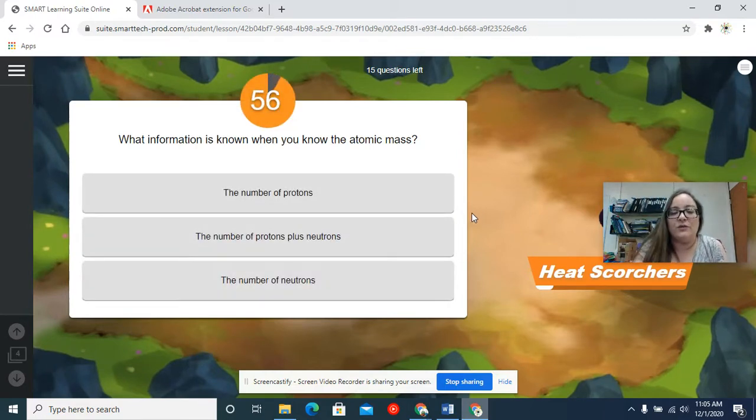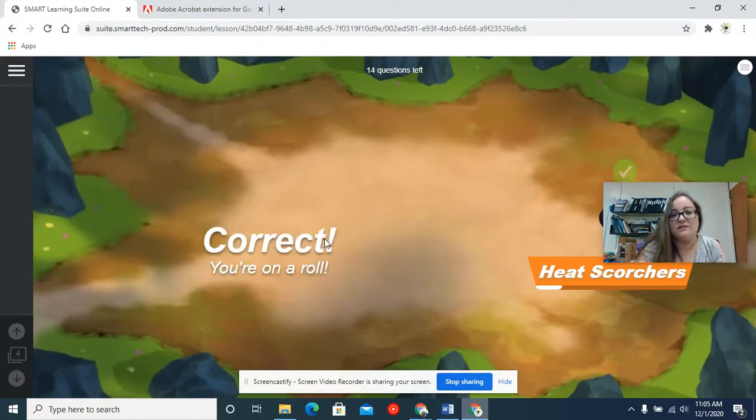What information is known when you know the atomic mass? When you know the atomic mass, you know the number of protons plus the number of neutrons.